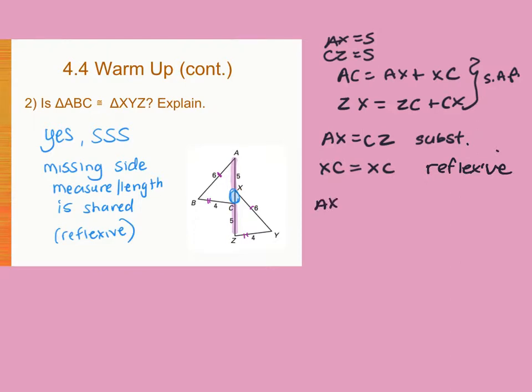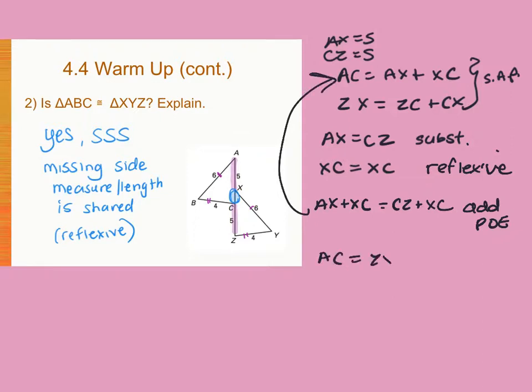And then AX plus XC equals CZ plus XC. That's the addition property of equality. And then because we say that these are that, I can say that AC equals ZX. That's substitution again. That would have been my third side, which would have then led to the triangles being congruent by side, side, side. But again, it just said to explain. You didn't need to go into that detail. That is on a proof, which we're going to do in a minute.